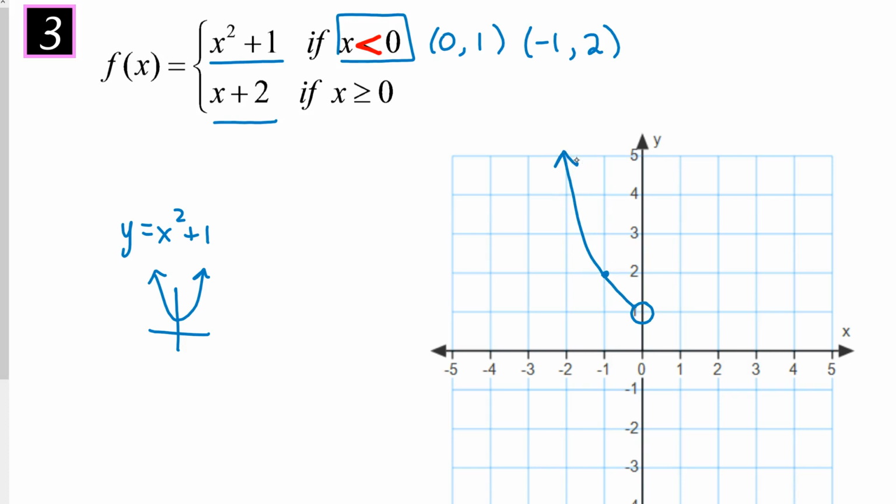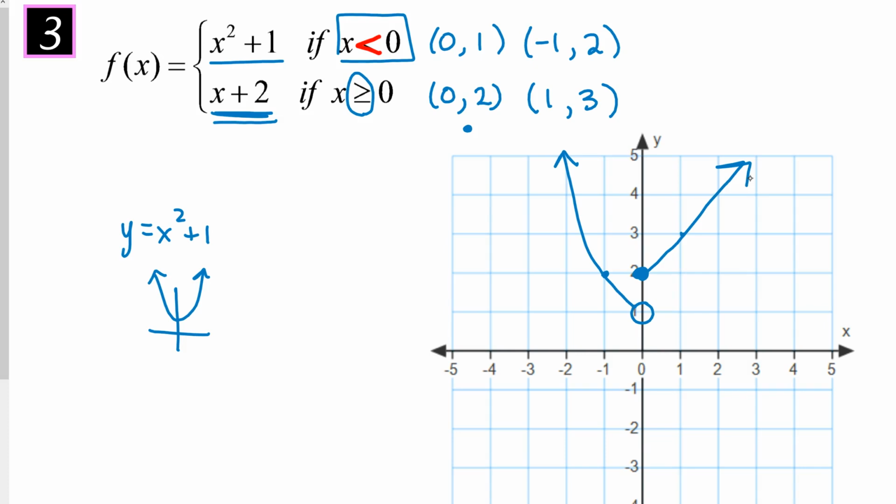Okay? Now for the other piece, we're starting at x equals 0. Putting the 0 in here, 0 plus 2 is 2. Now because of the equal to, the greater than or equal to, that one is going to be a solid circle. And then let's find another point. So suppose we choose x equals 1. 1 plus 2 is 3. So we start at our endpoint, 0, 2, closed circle. We go through 1, 3, and continue on. And that is the other piece.